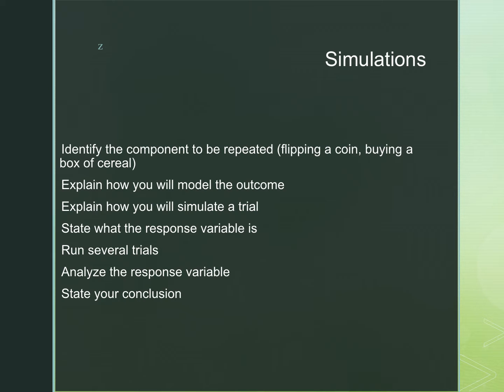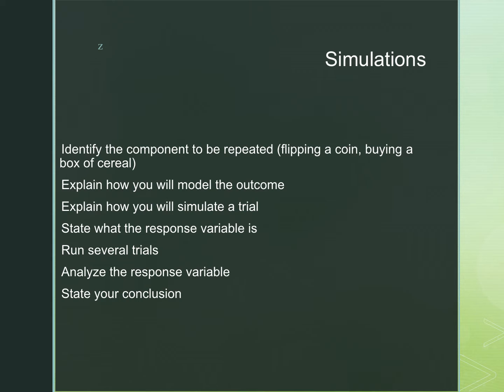We have a certain set of steps that we follow to make sure our simulations are complete. The first thing we have to do is identify the component that we are repeating. Are we simulating flipping a coin? Are we simulating buying a box of cereal and did I get the toy that I wanted, the collector's spoon from the Frosted Flakes? Explain how you will model the outcome and how you will simulate the trial. State what the response variable is. And run several trials. Analyze the response variable and state your conclusion.